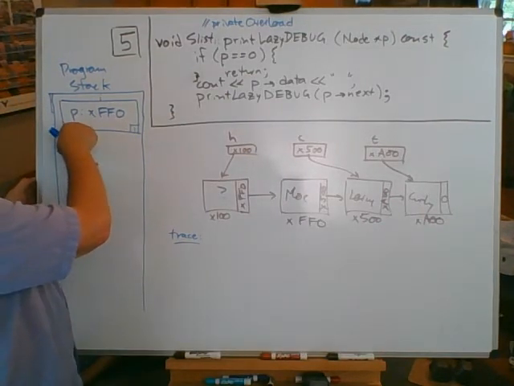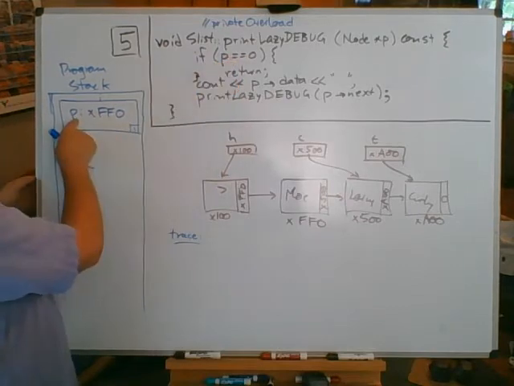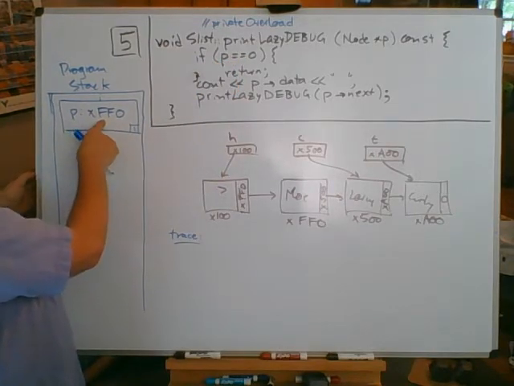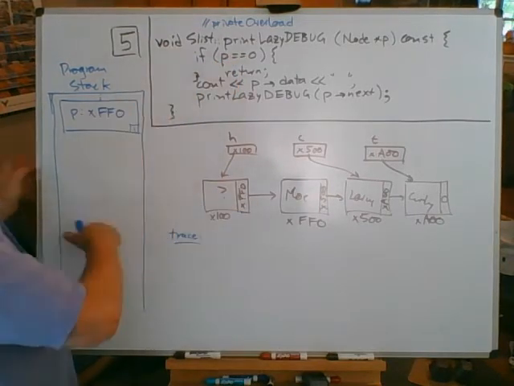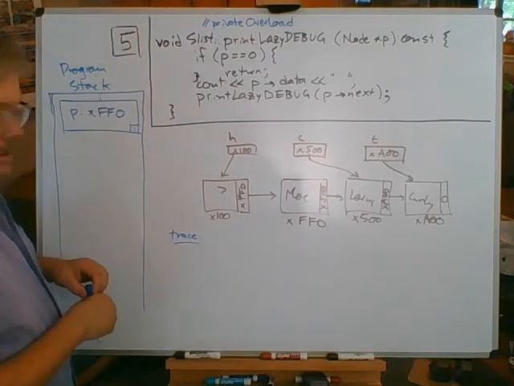This is the only P we can see. It has value hexadecimal FF0, the address of head arrow next, and that is not 0. We don't return. We're still here.